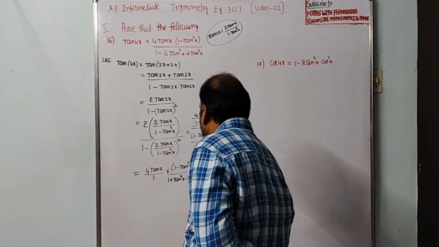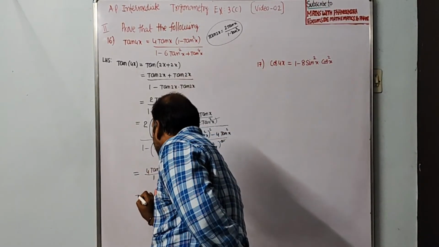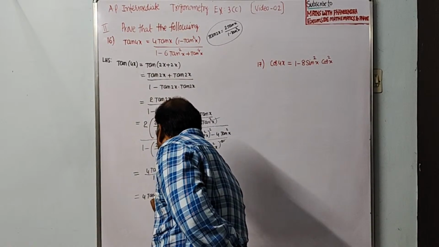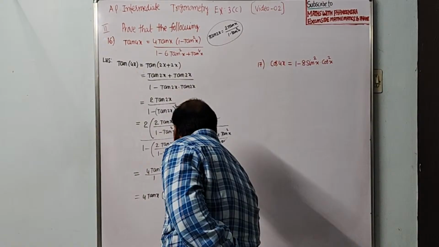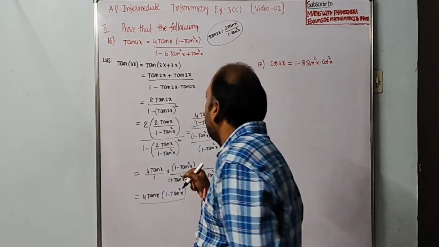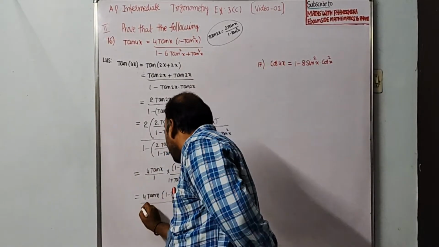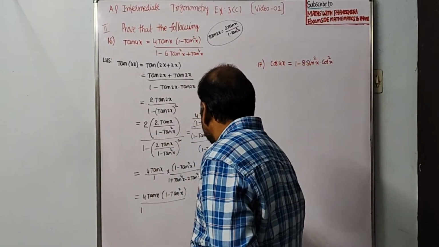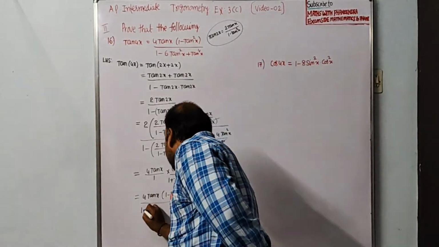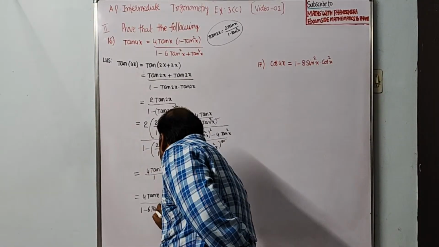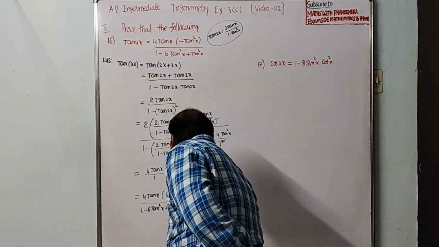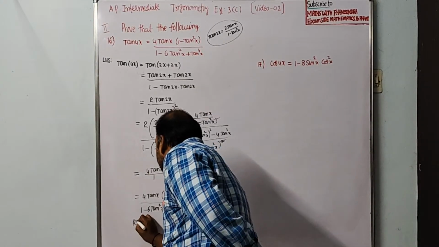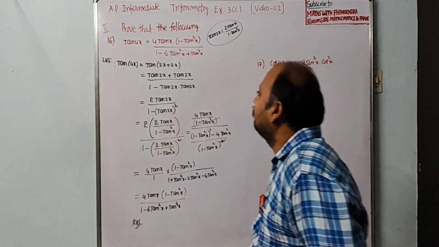Okay, dear students, I hope you understand. So 4 tan x into (1 minus tan square x) divided by, now write in the order, 1 minus 2 tan square x minus 4 tan square x, minus 6 tan square x plus tan power 4 x, which is the required RHS.